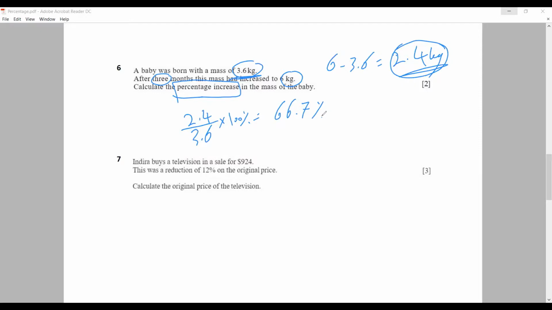All right. Now, question number 7. Indira buys a television in a sale for $924 US. This was a reduction of 12% on the original price. So this is reduction.